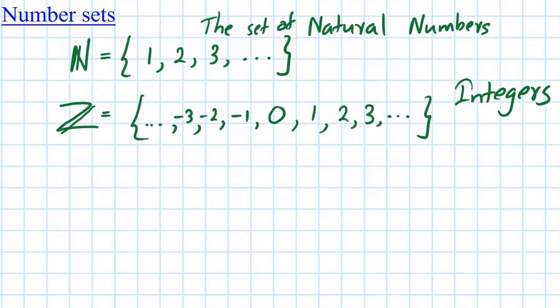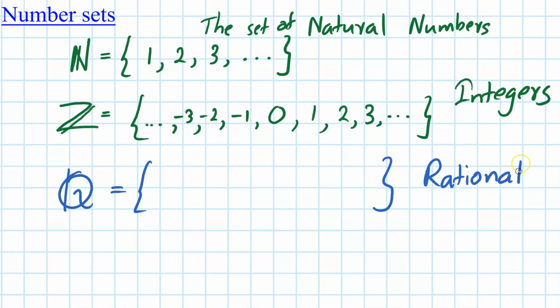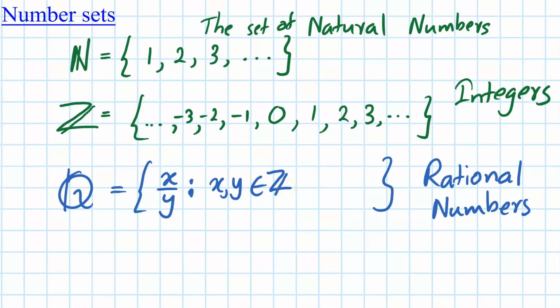Well, the next one that we are going to have a look at, let me pull a different color, is called the rational number set. Rational numbers. What are the rational numbers? Well, rational numbers are of the form x over y such that x and y are integers, could be positive or negative, but y cannot be 0 because you can't divide numbers by 0. So that is our definition.